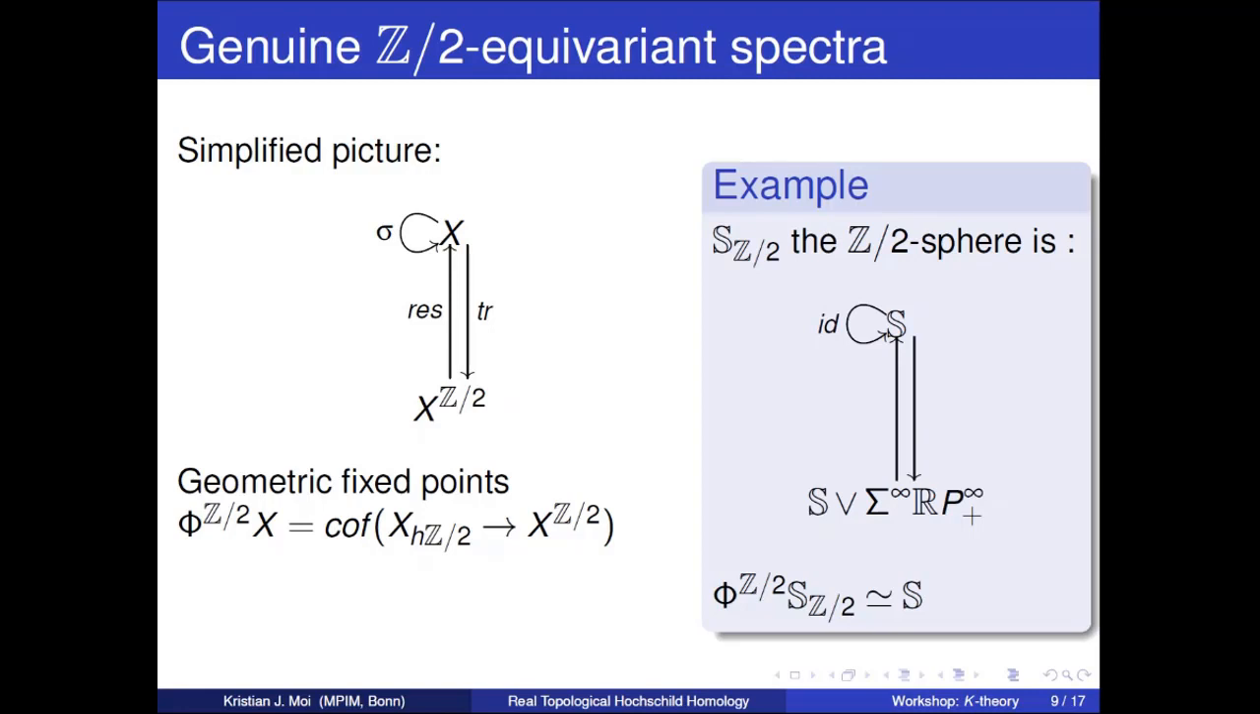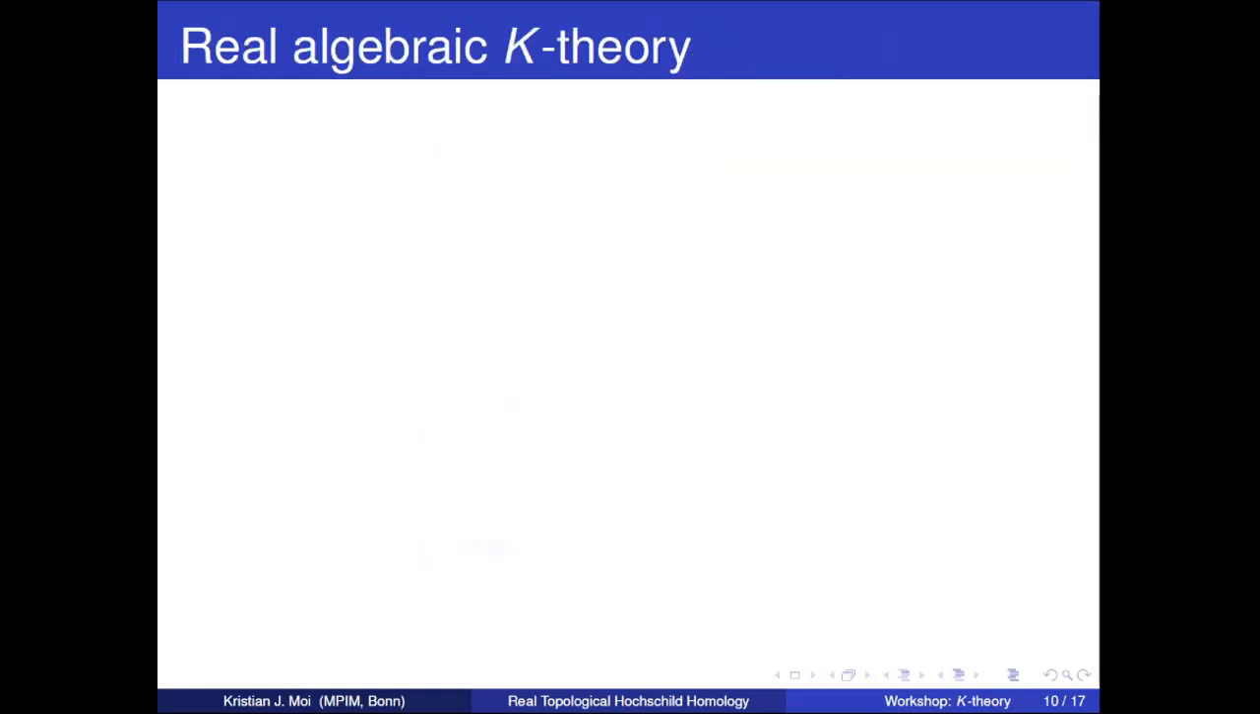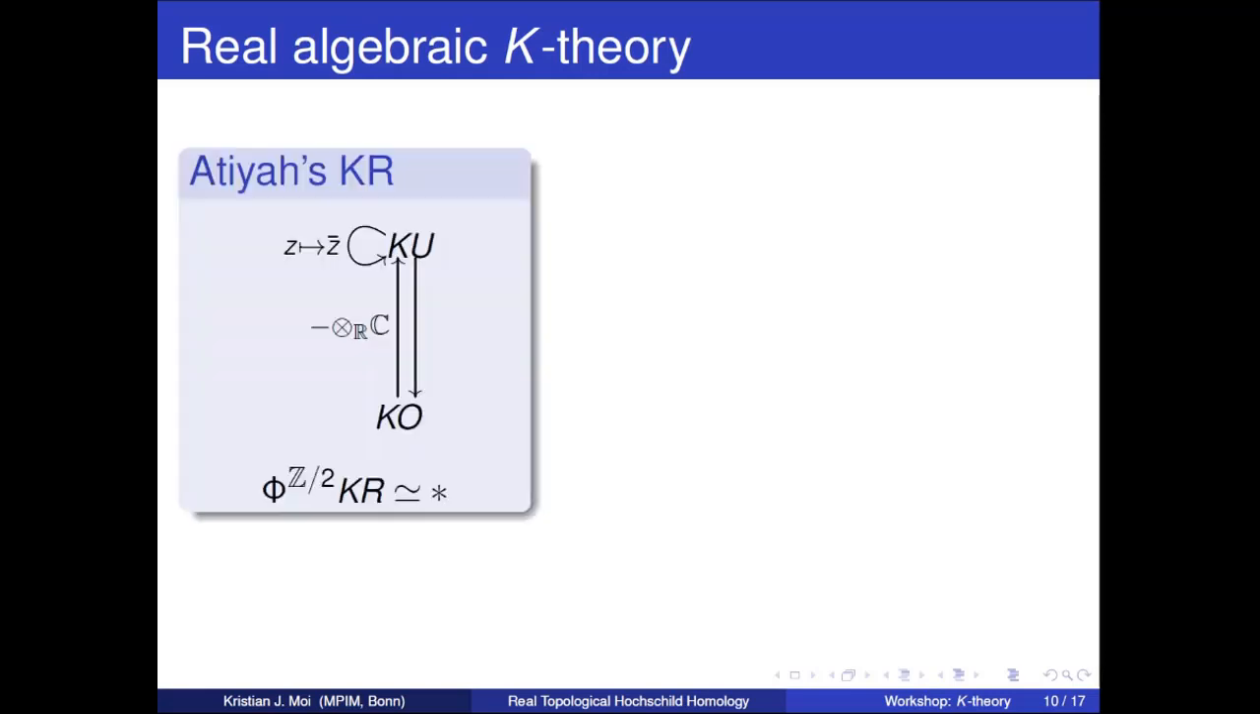Okay. Another example. Let me talk about real algebraic K-theory. Real algebraic K-theory is an example of such a structure, as on the previous slide, built out of Hermitian K-theory and algebraic K-theory. Let me first set the stage with Atiyah's KR. That's the original real K-theory, due to Atiyah.